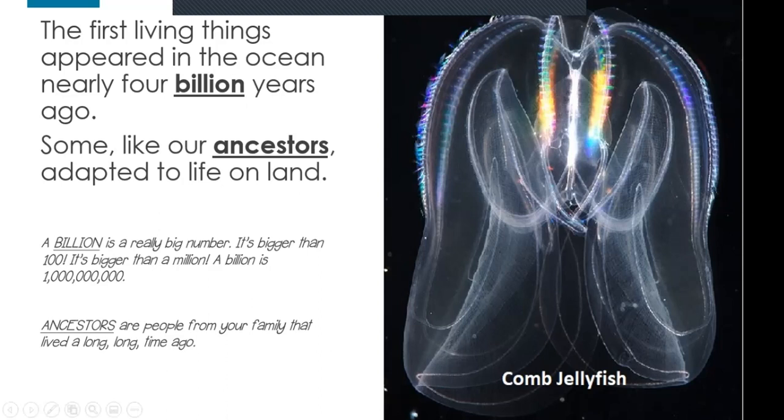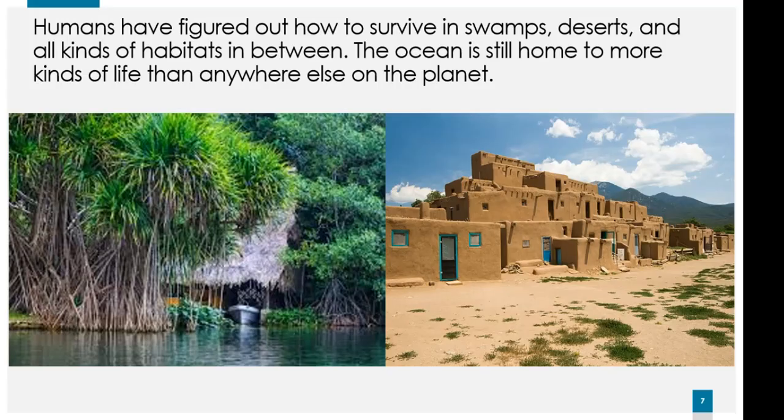Okay? And then our other vocabulary word here, ancestors. We learned this word earlier. Like when we did Grandfather's Journey, we were talking about ancestors, right? Ancestors are people from your family that lived a long, long time ago. Humans have figured out how to survive in swamps, deserts, and all kinds of habitats in between. The ocean is still home to more kinds of life than anywhere else on the planet.